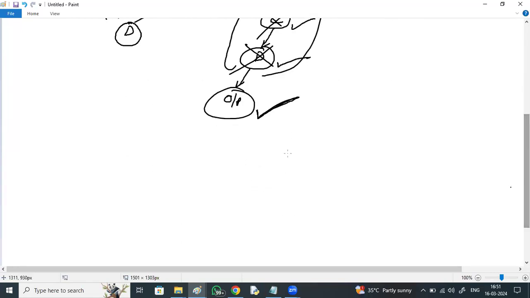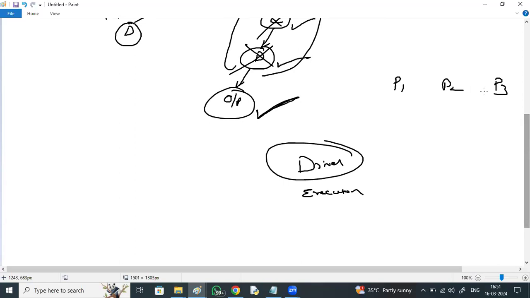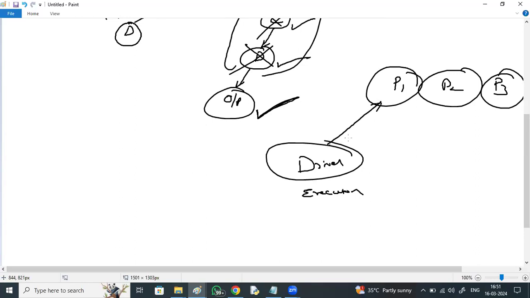In Spark, we have the concept of driver and executor. Here we have P1 partition, P2 partition, P3 partition, right? I will discuss all this in brief later. The data is divided into partitions. Who provides the logic to each partition, with what logic it has to be executed? The driver is going to provide the business logic.